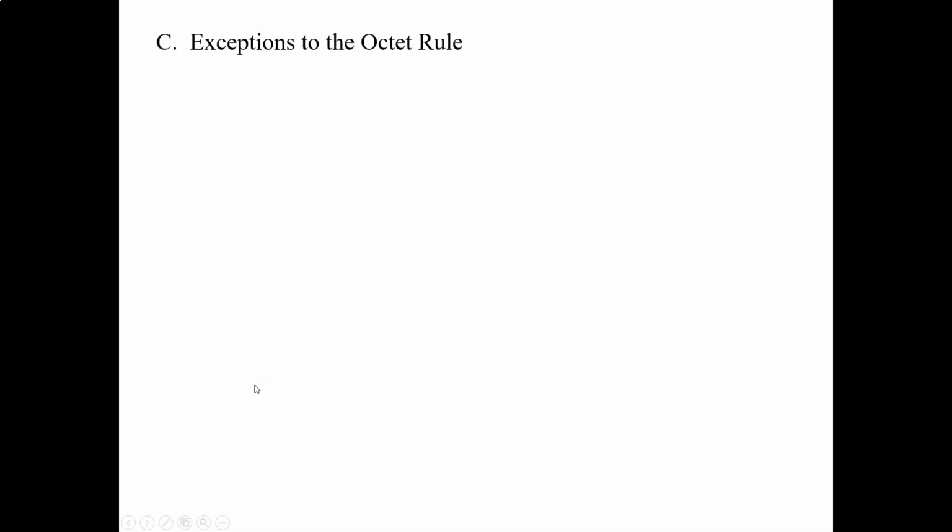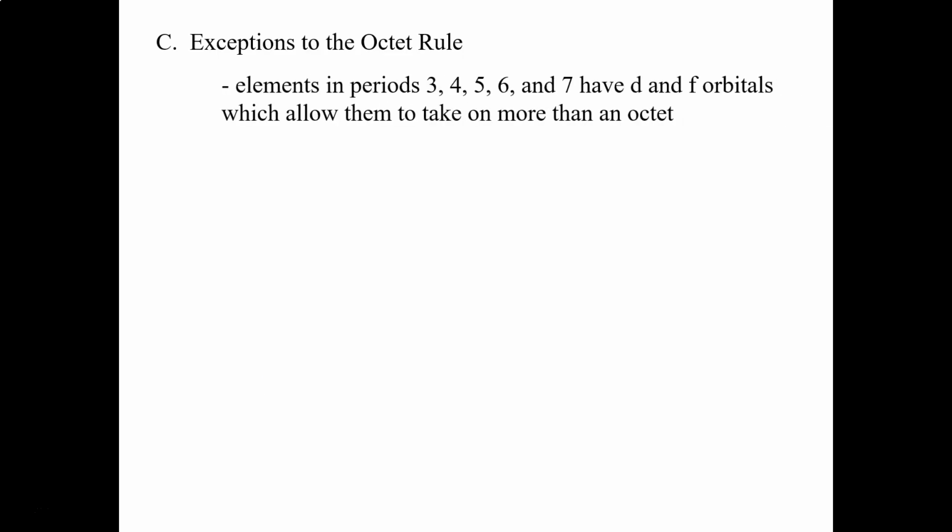Other exceptions to the rule. There are a few, not common, but there are a few times when you can actually have an element take more or less than an octet of valence electrons. We always said an octet is optimal, right? 8 is exactly what it wants. And that's certainly true, but that doesn't mean that it has to stop at 8.